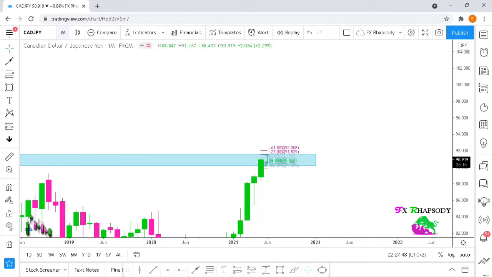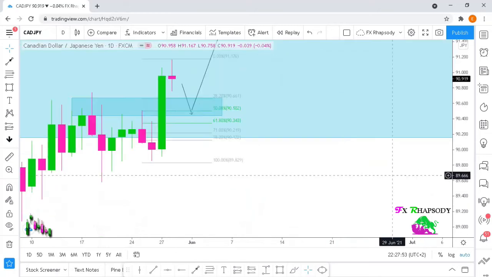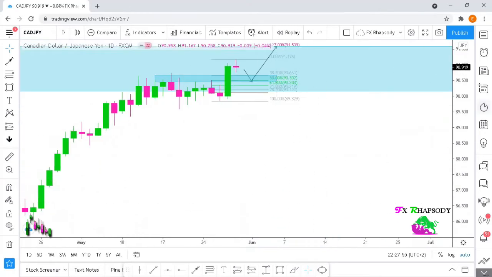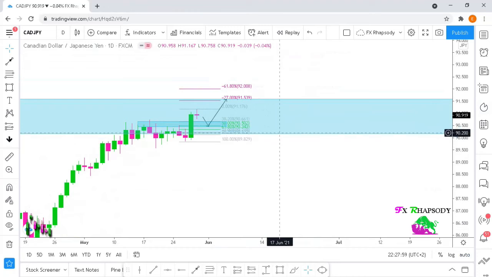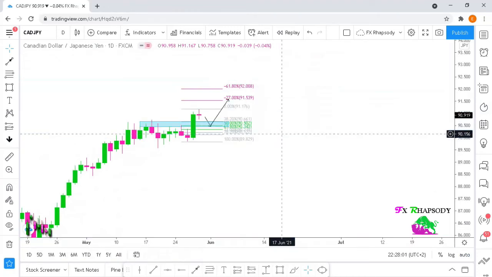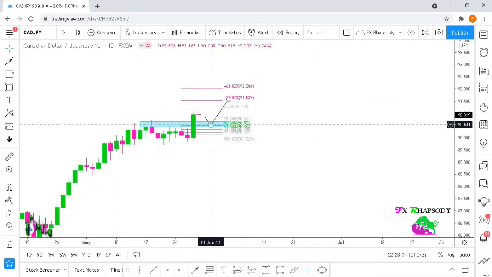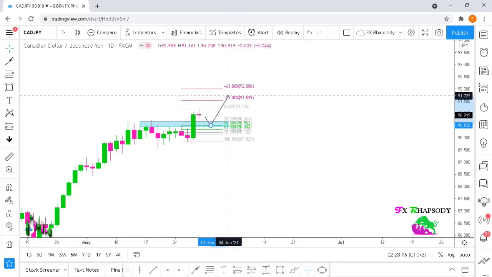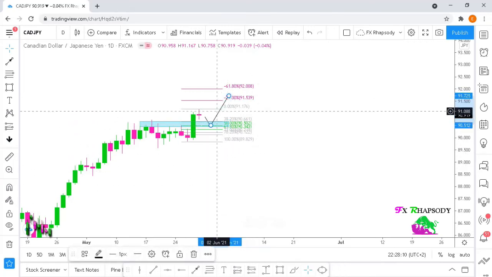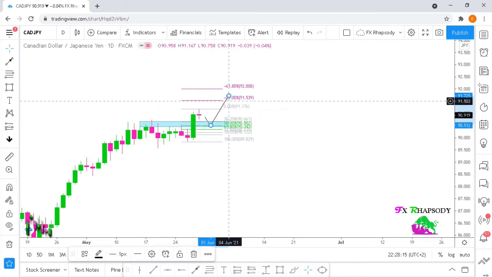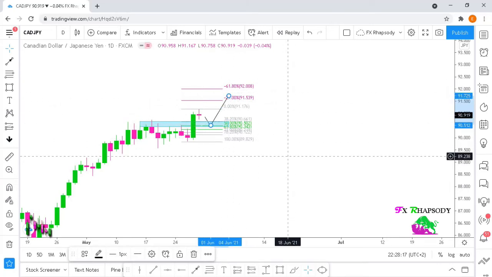So basically, if I go back to the daily again, where we are now is we can expect price to come back into the zone and push up a little bit more before it actually starts going down again. So definitely I'll be looking at placing some buys in this zone over here, and then just ride it up a little bit before eventually we will be looking at big sells in the Canadian dollar.